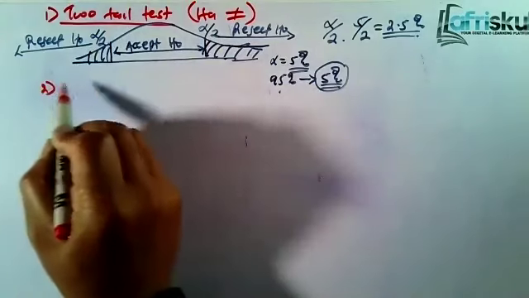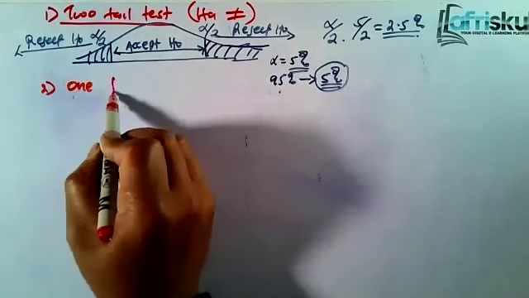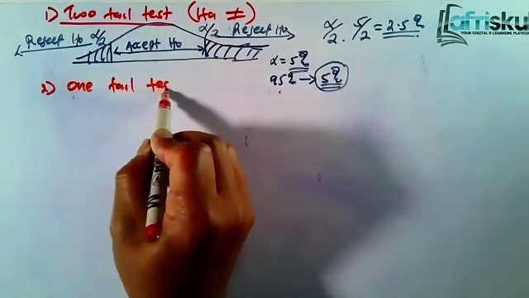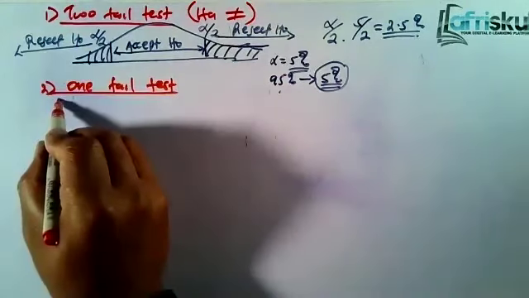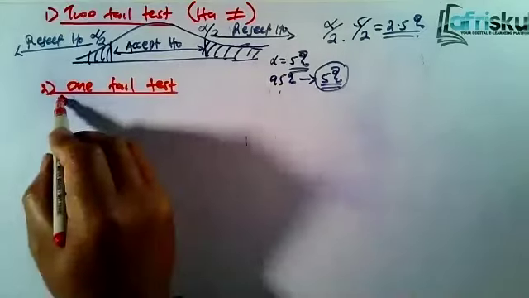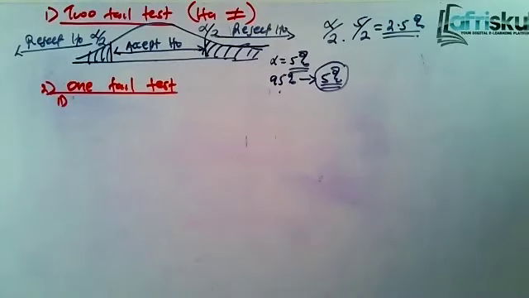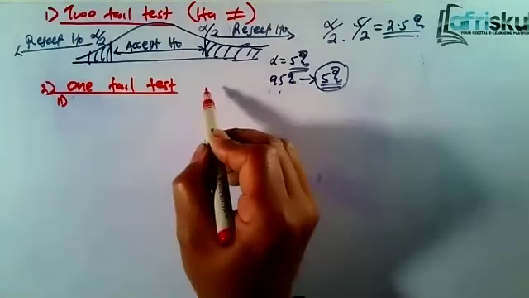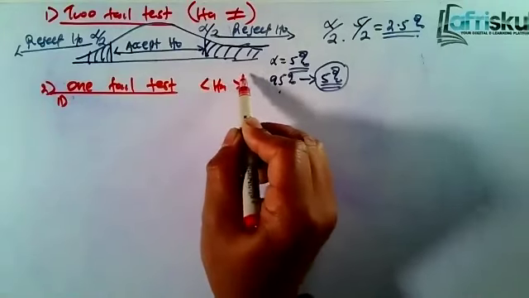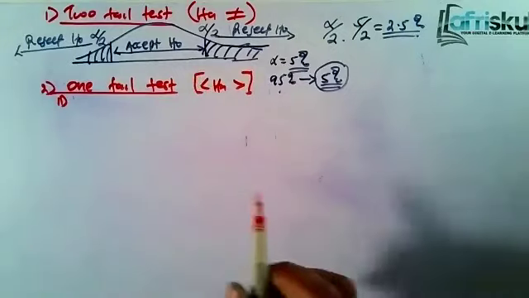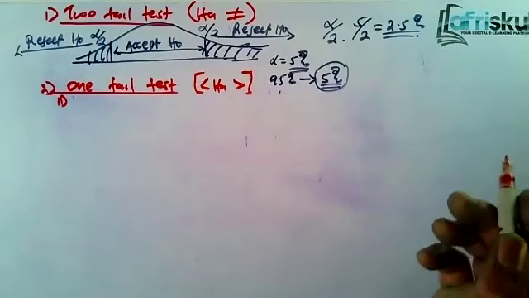Then number 2, we have the one tail test. Now for the one tail test, there can be 2. We usually use it when the alternate hypothesis is either greater than or less than. That's when you use the one tail test, when it's greater than or when it's less than.